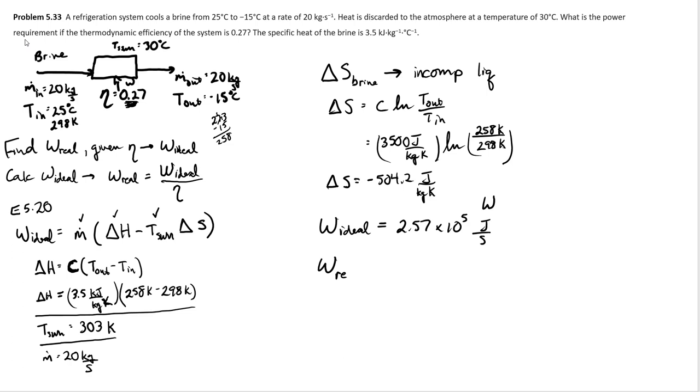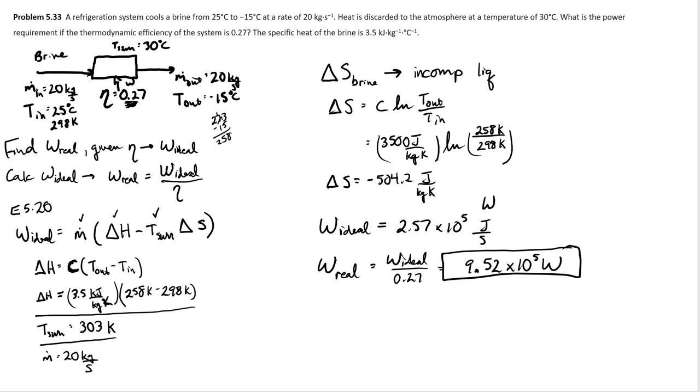And so our real work, and notice this is positive for it going into the system, which makes sense. Our real work is equal to W ideal divided by 0.27, and that's equal to 9.52 times 10 to the 5th watts. You can change that to kilowatts if you would like, or kilojoules per second.